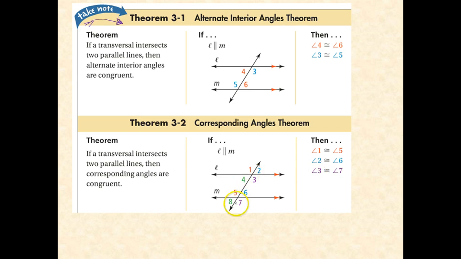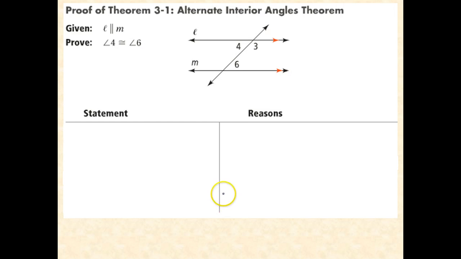Angle 3 is congruent to angle 7. They're both in bottom right position. And angle 4 is congruent to angle 8. Those are both in bottom left position. Necktie. That is your secret phrase.